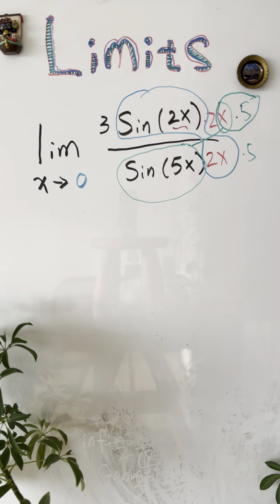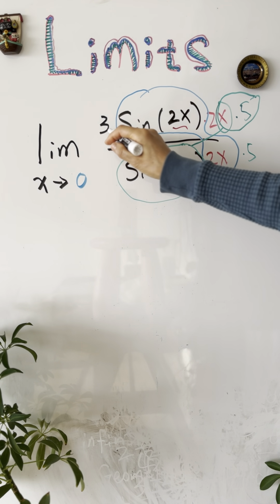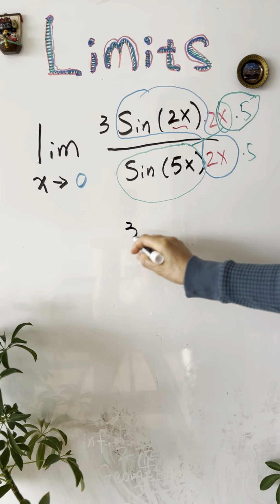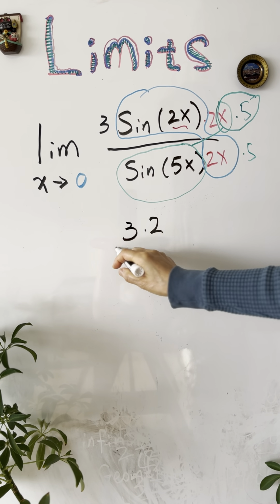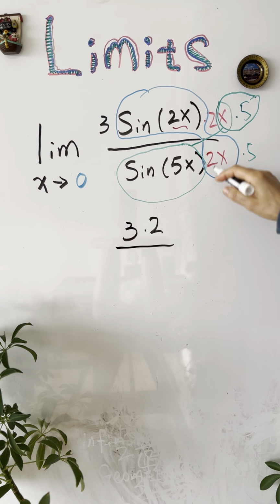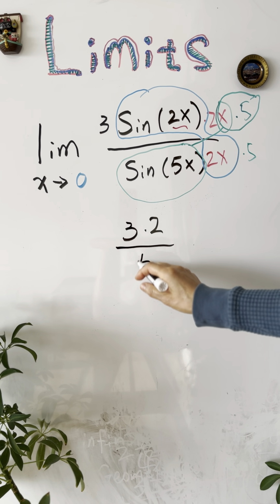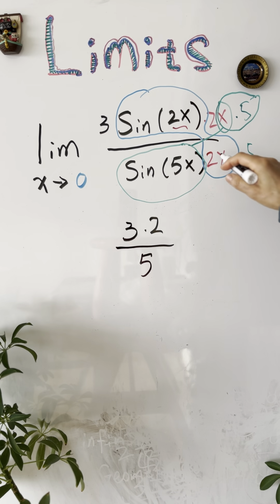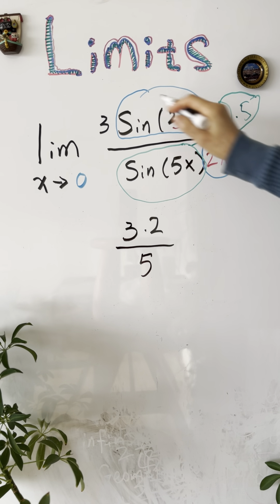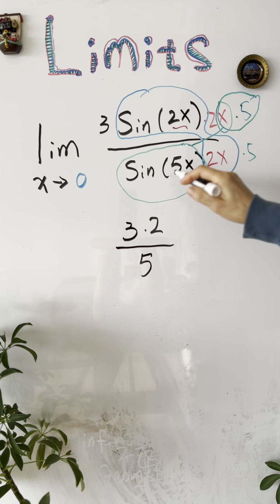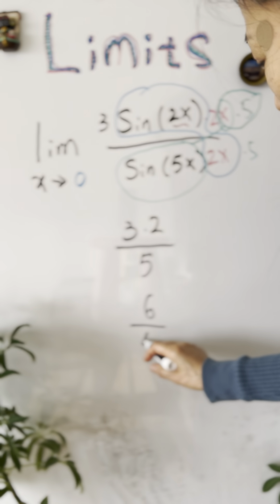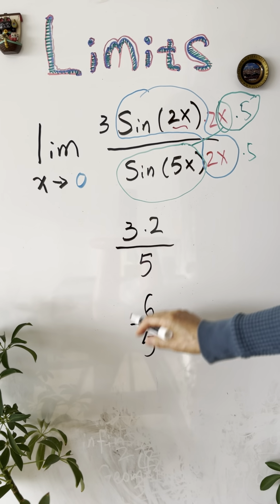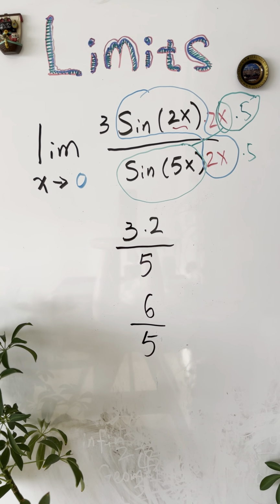So what's left for us? We have the original 3 here. We have this 2 in the numerator, and in the denominator, we just have 5, because this 2x goes with this and this 5x goes with this. So 3 times 2 divided by 5 is 6 over 5. The limit of a constant is just that number. So the limit of this, when x approaches 0, equals 6 over 5.